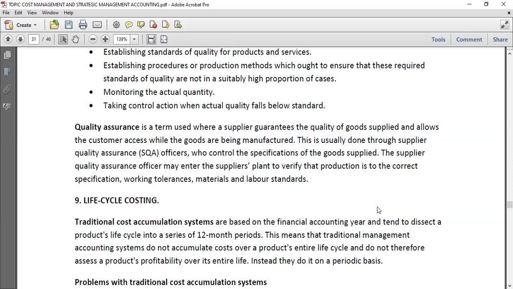So we are saying that the traditional cost system is based on the accounting financial year. It basically just looks at the 12-month period, not the whole life cycle of the product.